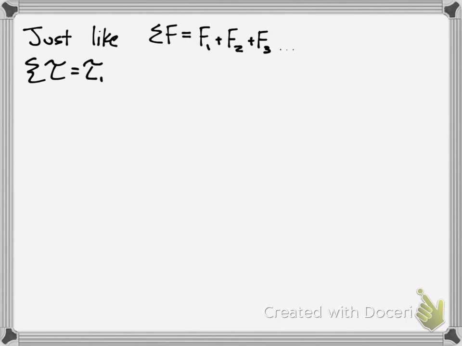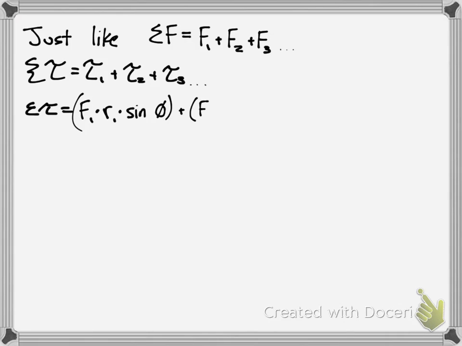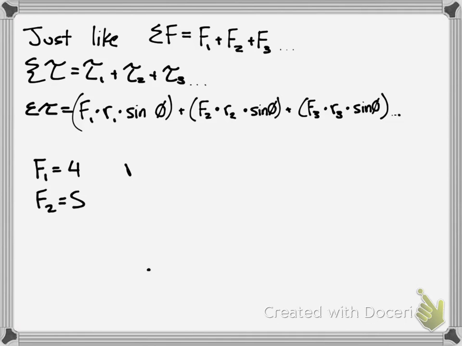Okay, so just like the net force is F1 plus F2 plus F3, the net torque is torque 1 plus torque 2 plus torque 3. And if you expand that, that means that F1 times R1 times sine theta plus F2 times R2 times sine theta plus F3 times R3 times sine theta, and so on, is the net torque. So now let's apply this in a problem I'm about to give you. Let's say F1 is equal to 4, F2 is equal to 5, R1 is equal to 3.